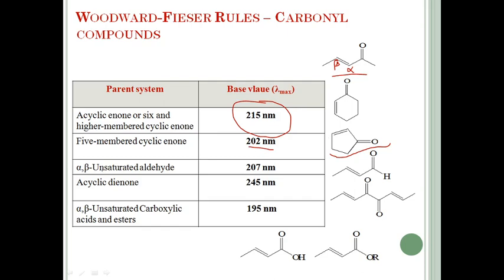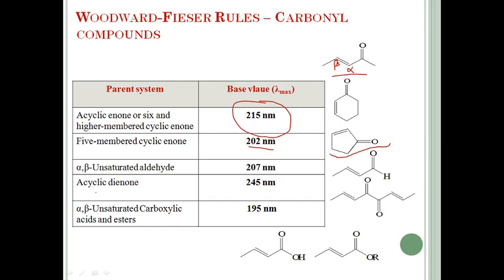For the case of alpha beta unsaturated aldehyde, here you have an alpha beta unsaturated ketone. At the place of CH3, if you substitute hydrogen, then it is an alpha beta unsaturated aldehyde. Now if such a system is present as the parent system, you have to give 207 nanometer. So this is the base value for alpha beta unsaturated aldehyde.